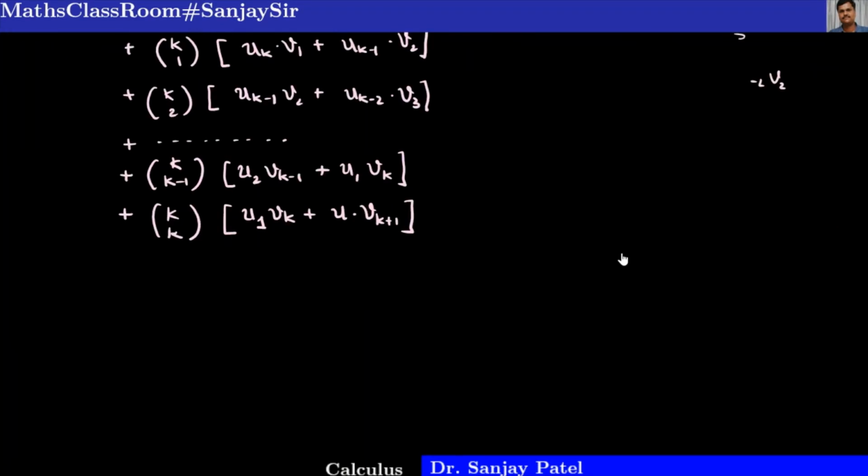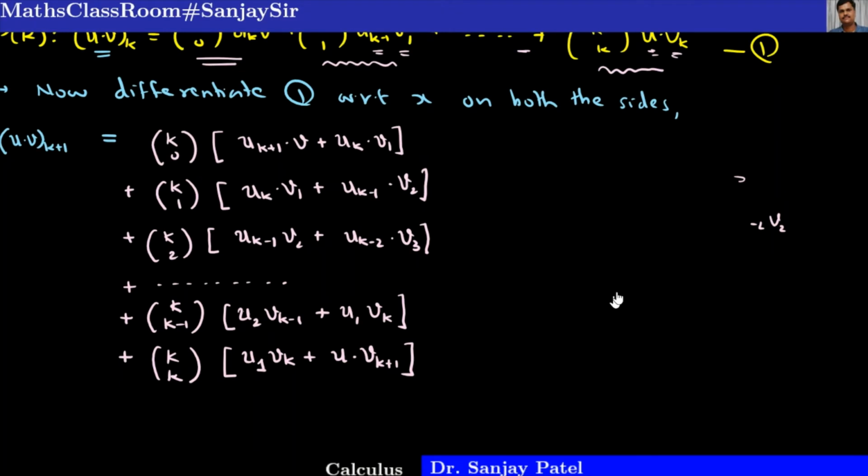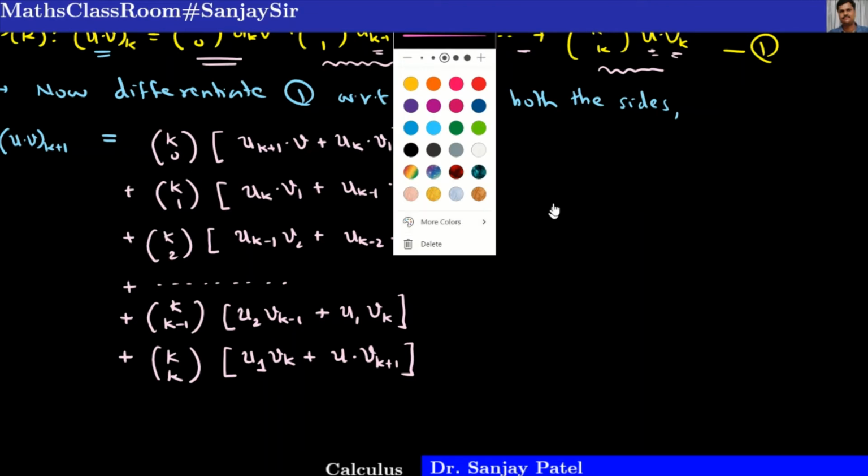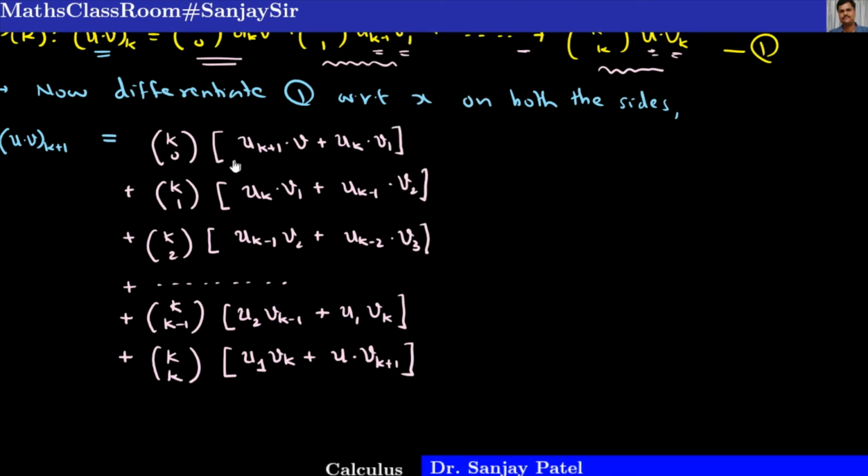And what I want to do next is simplify this by collecting the proper terms. What I am going to do here is take this first term and the last term separate. So this is equal to kc0 into uk plus 1 into v. So I'm taking the first term kc0 into this, like that.